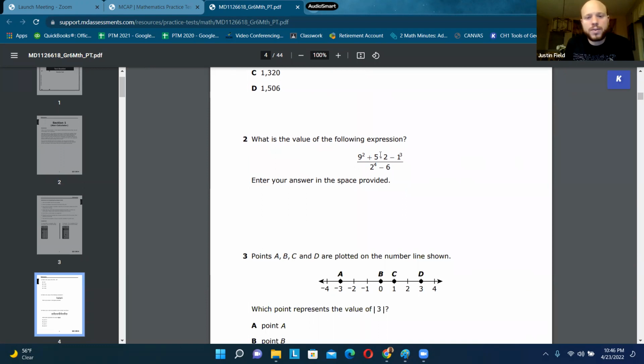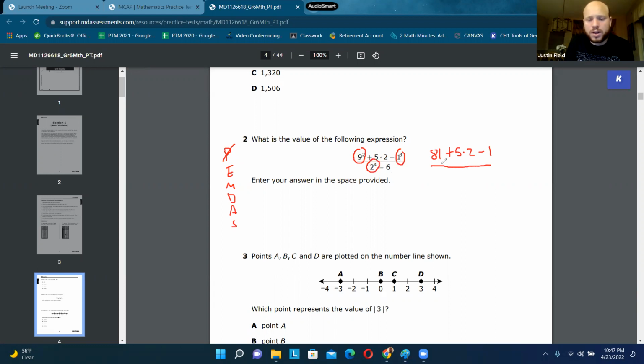What is the value of the following expression? All right, order of operations. Know them, use them, and PEMDAS, right? Okay, so we're going to start. We don't have any parentheses, but we have exponents. So let's start out with that. 9 squared is 81. Plus 5 times 2 minus, 1 cubed is 1.